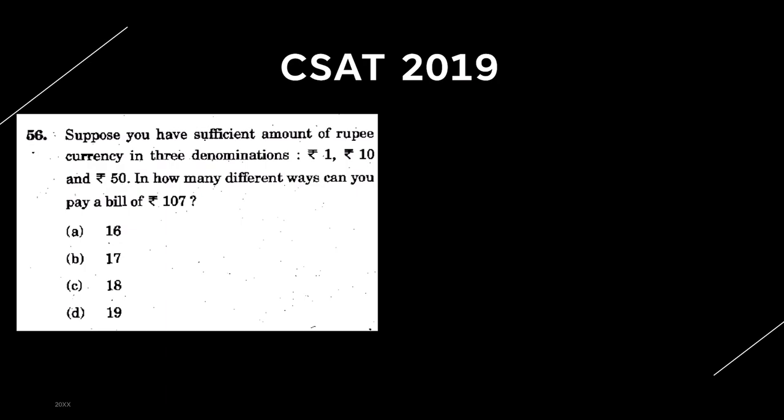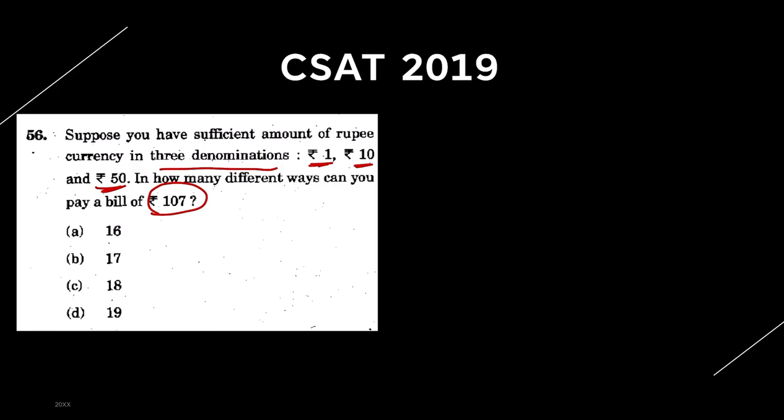Now, three denominations of notes are available to you. Means, only three kinds of notes are available, where a lot of notes are given to you, but only 1 rupee note is there, 10 rupee note is there, and 50 rupee note is there. You want to make, in how many ways you can form it, that the total sum is 107 from some notes taken out of it, right?